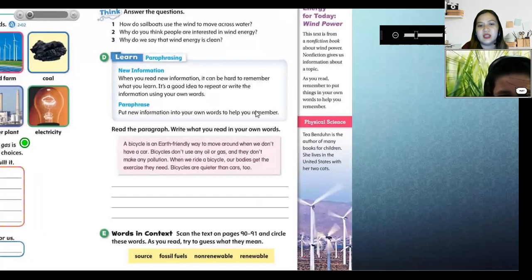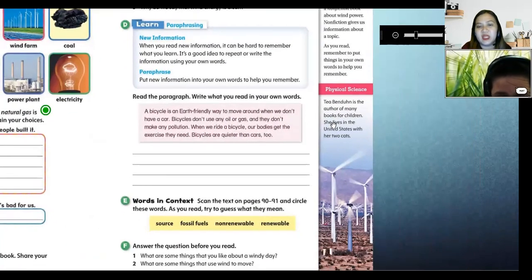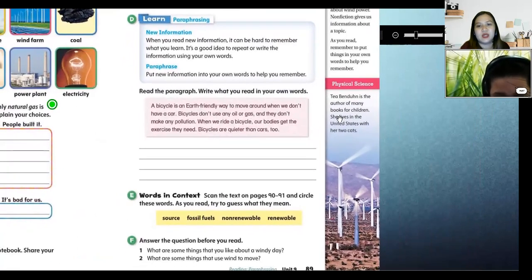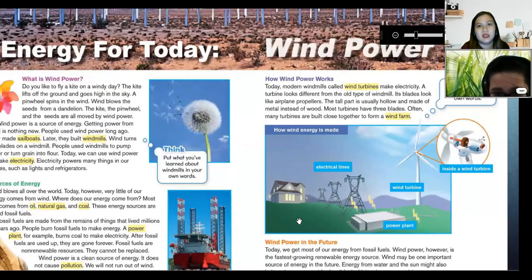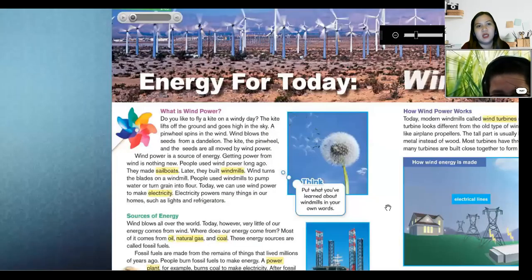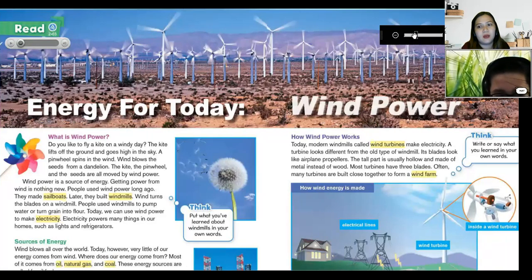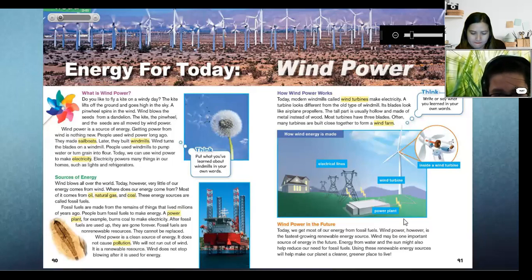So here is additional information. T. Bendon is the author of many books for children. She lives in the United States with her 2 cats. So I think she wrote this one. Are you ready now to listen and read about Energy for Today, Wind Power? Yes, I'm ready now. Okay, so let's listen. Page 90. Read. Energy for Today. Wind Power.